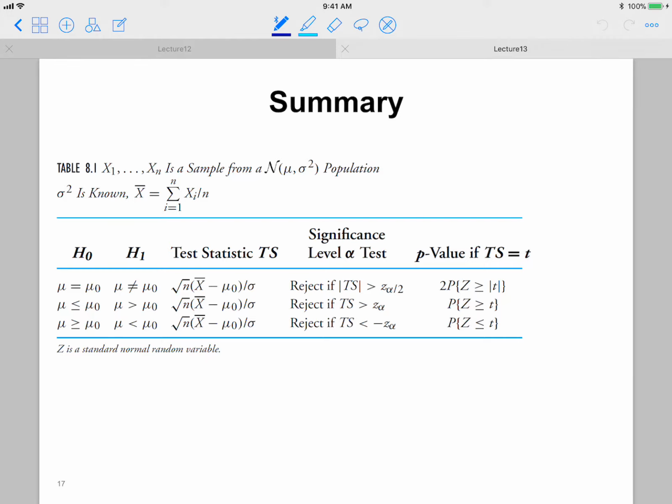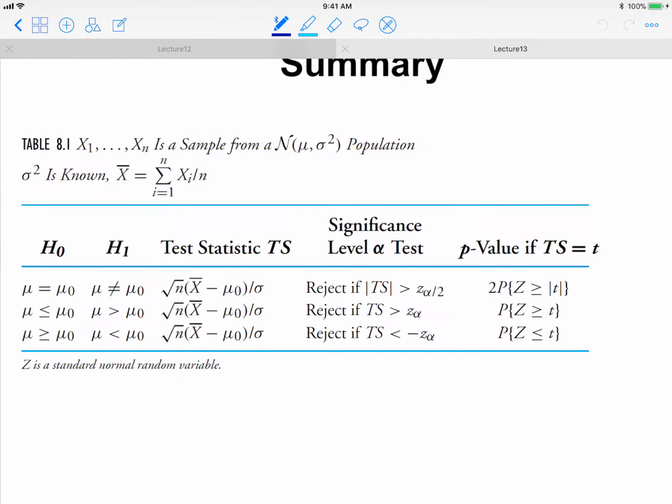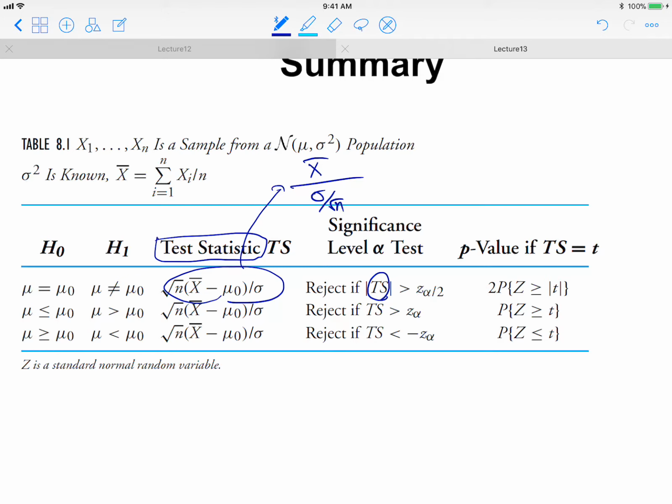Okay, so these are the summary. So what is this TS? What is TS? It is a test statistic, right? And this one is the sample mean divided by sigma over root n, right? So that follows Z, right? So in this case we reject it, and depending on whether it is bigger or smaller, we reject it for each case of these one-sided tests.